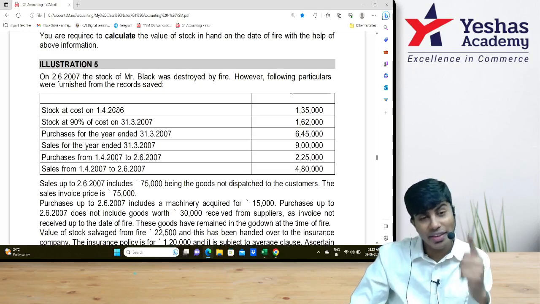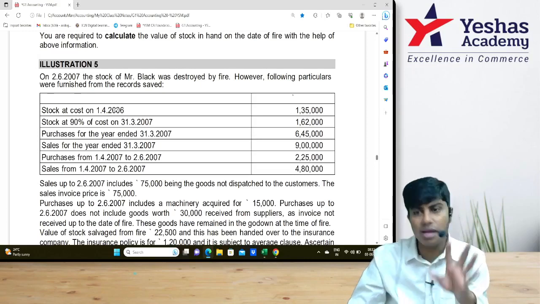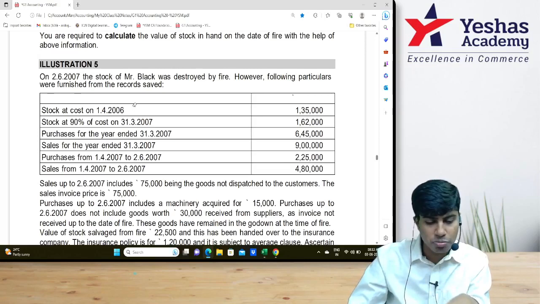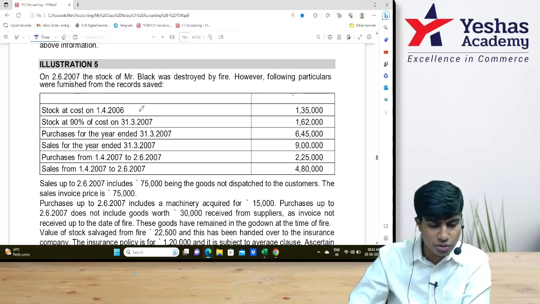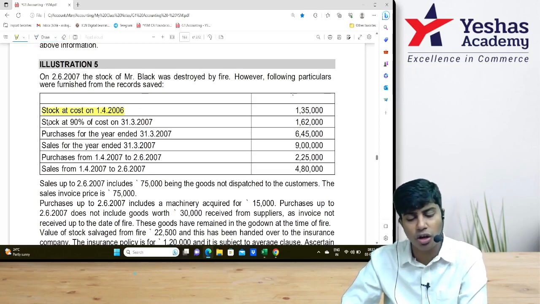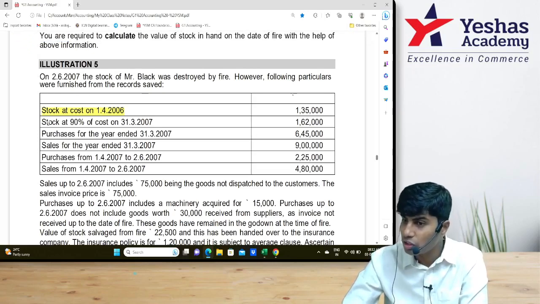Why is it? That is the previous year's trading account period, if we have to prepare the trading account because some item is missing. Got it? Then they've given right next to this PY. If you get confused, right next to this. This is previous year data, stock at cost. And stock at 90% of cost on 31st of March 2007. Should we take it at 90% of cost? No.